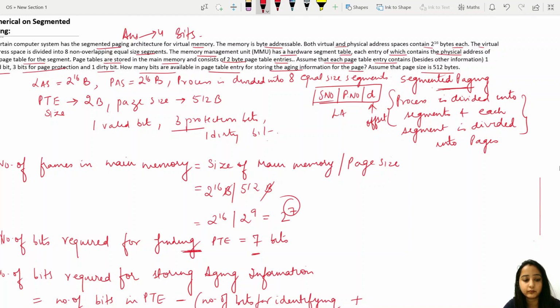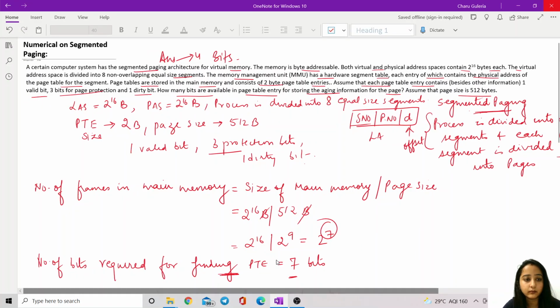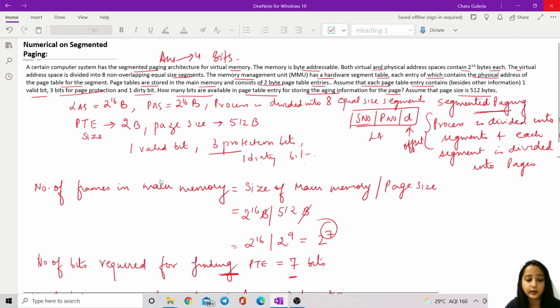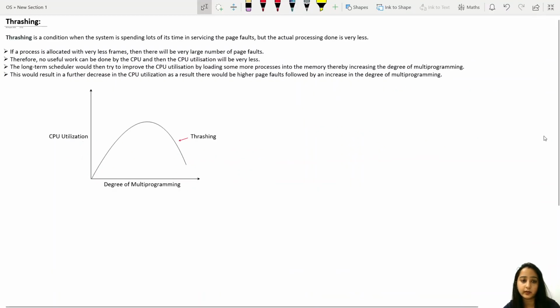The segmented paging, how we do it. So the next topic is thrashing. So what is thrashing?